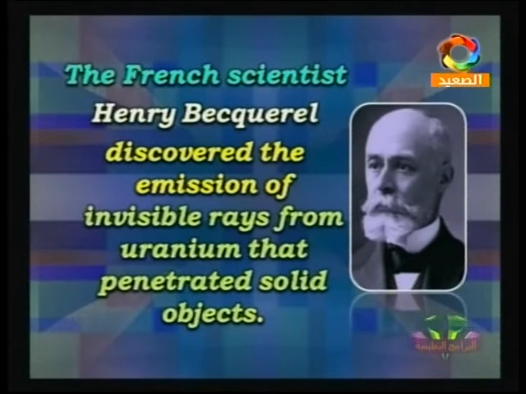So we have the French scientist Henri Becquerel, who discovered the emission of invisible rays from the uranium atom that penetrated solid objects. Not the uranium that penetrates, but the rays from uranium. These rays penetrate solid objects without anything stopping them. This is the discovery of Henri Becquerel, the first scientist to discover the invisible rays from uranium that penetrated solid objects.